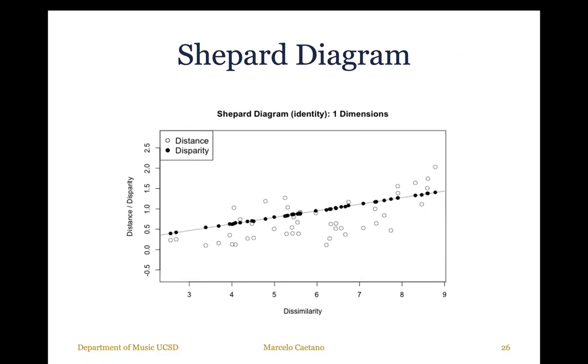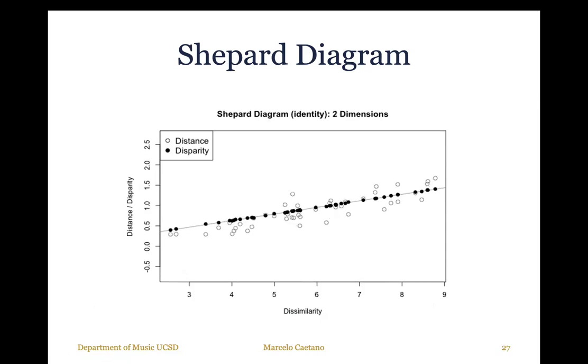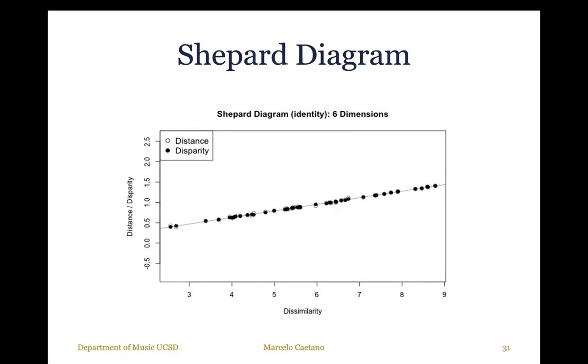And then the Shepard diagram: basically the vertical distance between the distances and the disparities in black here, for the different dissimilarity values, gives us an indication of the error. So here we see the Shepard diagram for 1 dimension, 2 dimensions, 3 dimensions, 4, 5, 6, 7. When we are at 3 dimensions, it's already quite reduced.